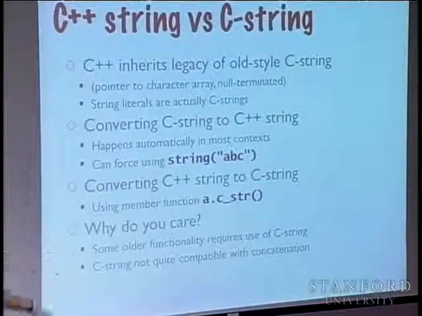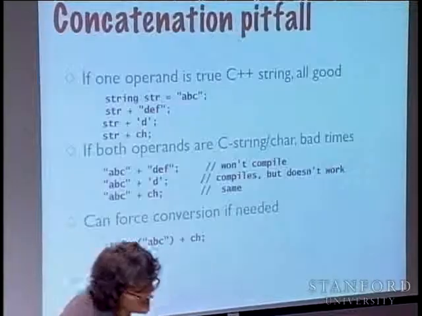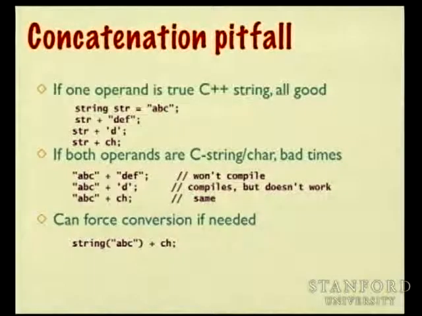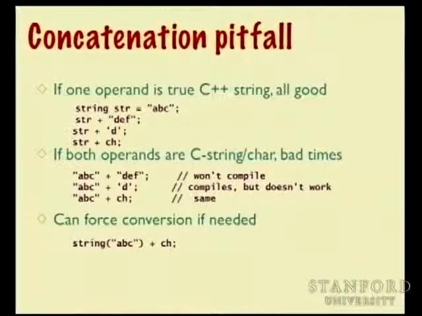Converting in the other direction comes up pretty much in one case, and I'm going to show you this one. It has to do with concatenation, that the plus operator that does concatenation really wants to work on C++ style strings. So if one of your operands is a C++ string, it's all fine. As long as the left or the right side is a C++ string, it's good. Then the other side can be a string literal, a constant, another string, a character variable. All those things work fine. So as long as at least one of the operands really is a true C++ string already, you're good. That's almost always the case.